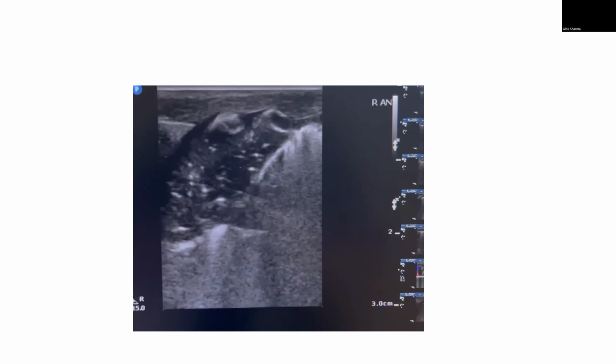Which machine are you using, Anne? It's a Philips machine, just an older version of it. But it's fine, it does the job, though we're hoping to update it. The newer one doesn't have the small cardiac probe on it yet, so that's why we didn't buy it.